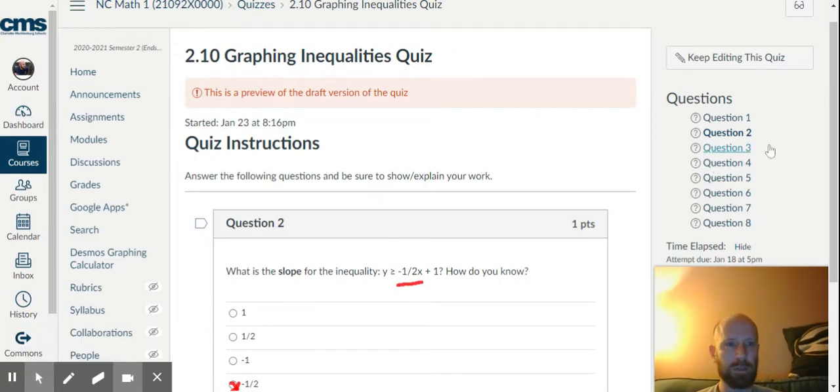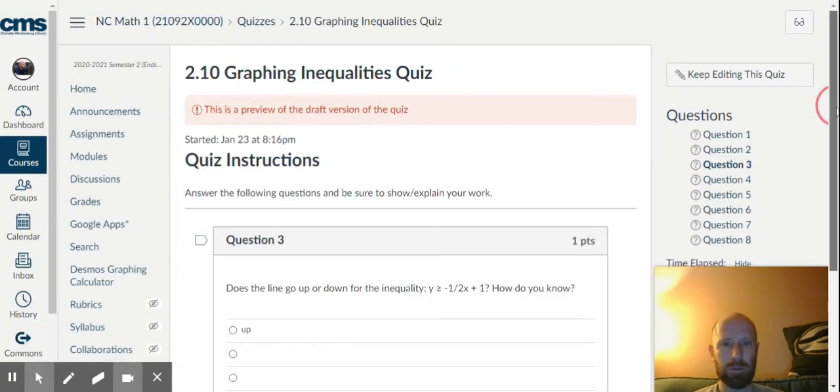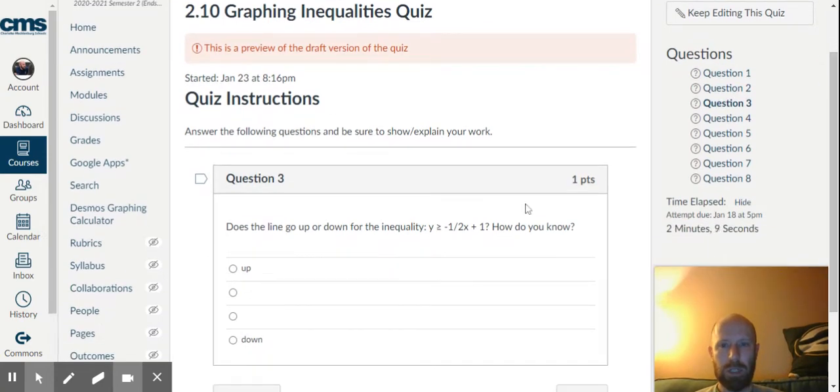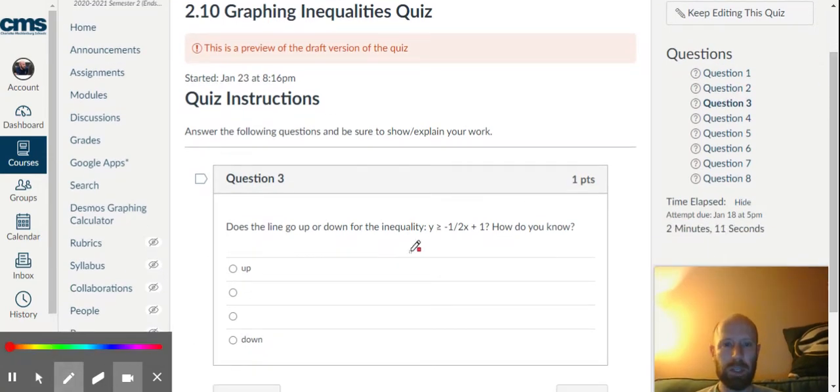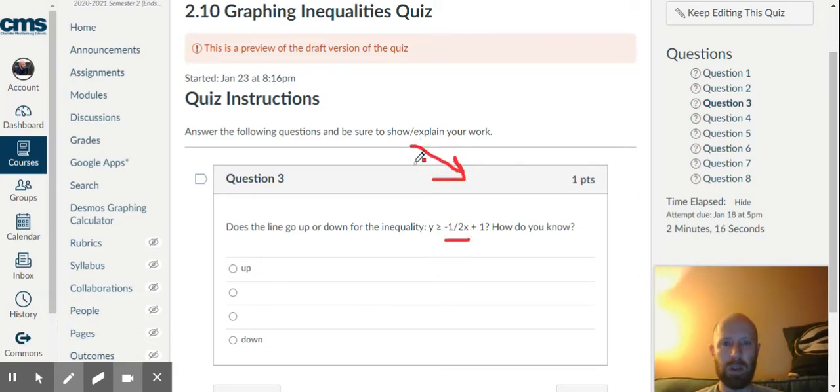Question 3. Question 3 says, does the line go up or down? Again, we need to look at the slope. Slope is negative. Negative means our line's going to be going down. So our answer is down.